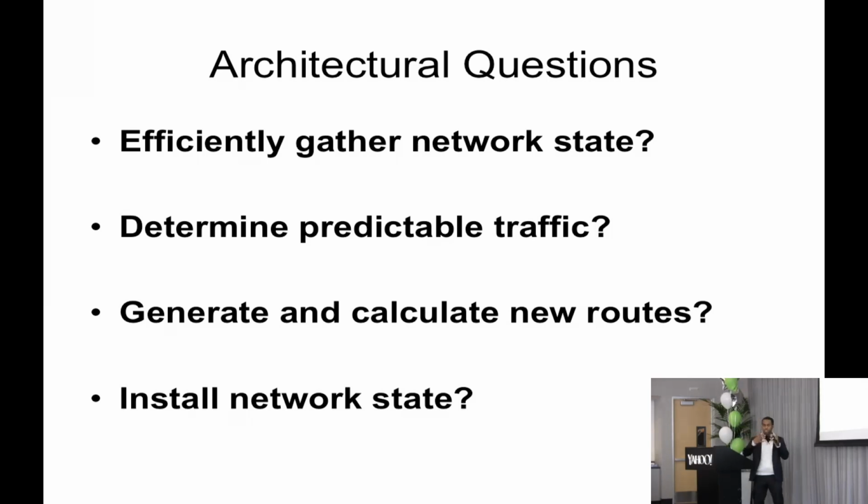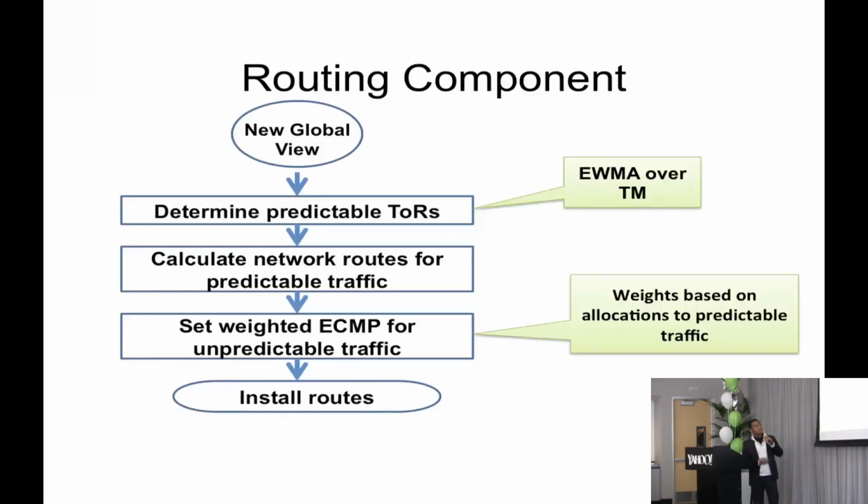High level, the routing component gets this global view, so it knows what's going on in the whole network. It has a historical archive that has global views from the last couple of 0.1 seconds. Then it looks over the traffic matrix, uses an exponentially weighted moving average to determine what parts are predictable, and then tries to pin the predictable traffic to a certain set of routes. For everything else that's unpredictable, I'm going to use some form of weighted ECMP, discounting the fact that some of my link capacity I've already assigned to the predictable traffic. Then it installs routes. We try to leverage OpenFlow to install the routes.